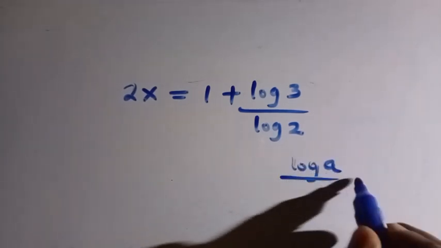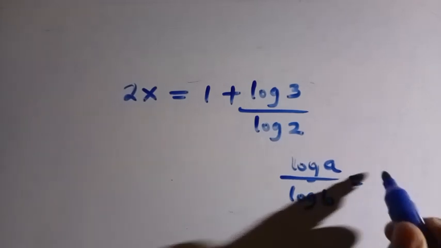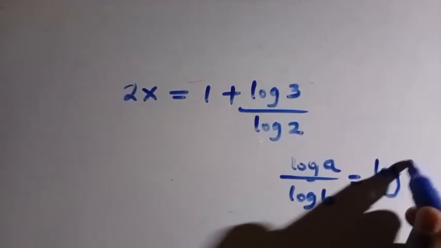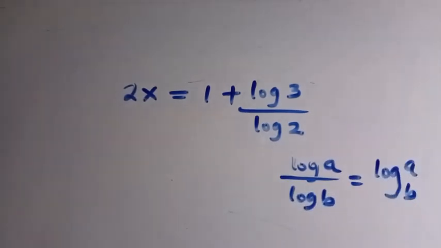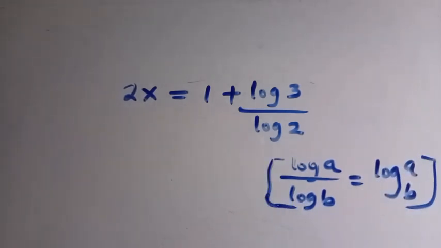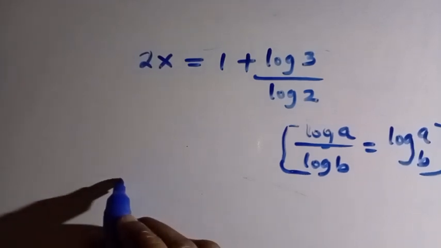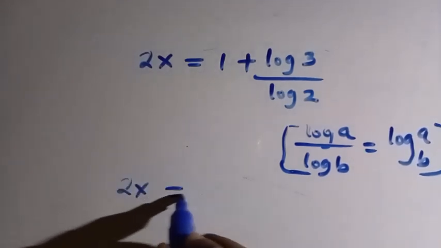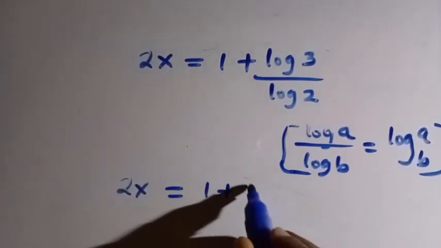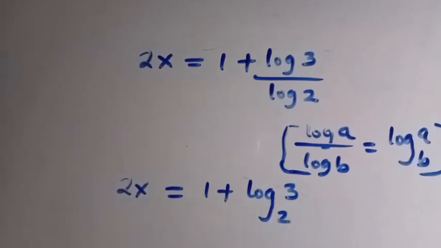And then we have, let's say, log a divided by log b, this equals log a base b. So when you consider this, and we apply it to this, we have 2x equals 1 plus log 3 base 2.